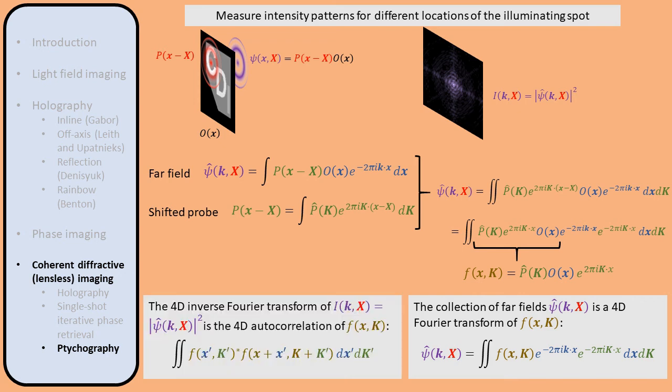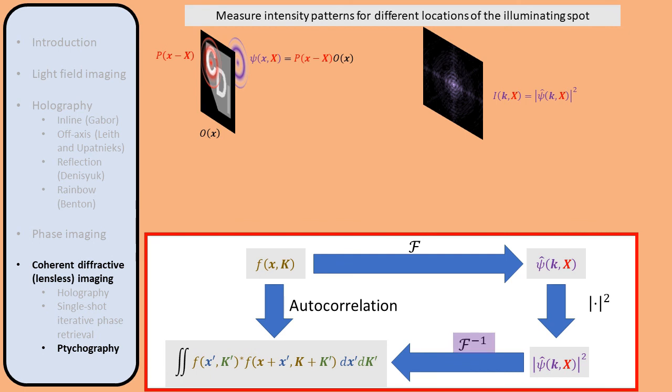From this it follows that the four-dimensional Fourier transform of the autocorrelation of f gives the set of measured far field intensities. The reason why this is so is because a product in Fourier space gives a convolution in object space. So if we take the squared modulus in Fourier space, then in object space we convolve with the flipped and conjugated function. By flipping the sign of the integration variable, we obtain an autocorrelation integral. So by taking the inverse 4D Fourier transform of all measured intensity patterns, we obtain the autocorrelation of f.